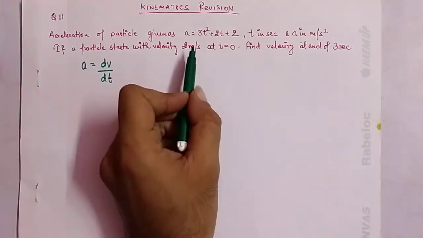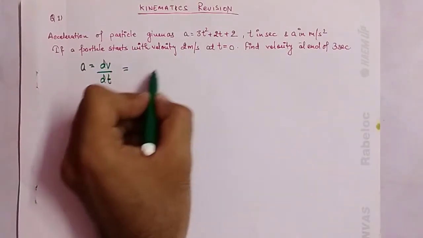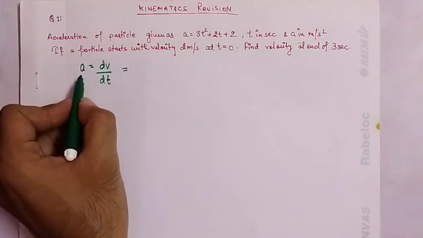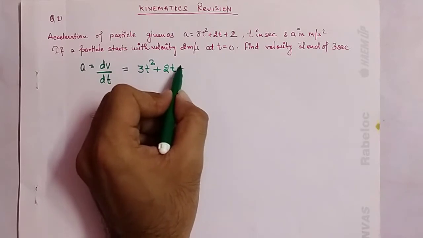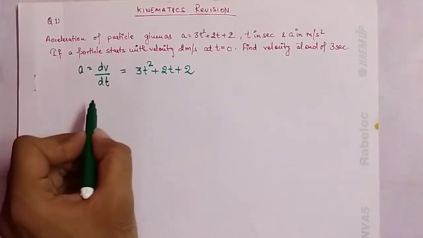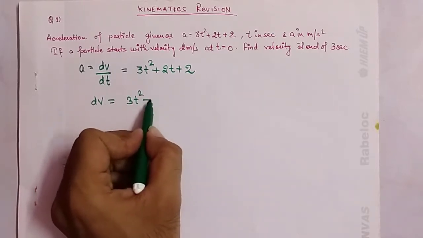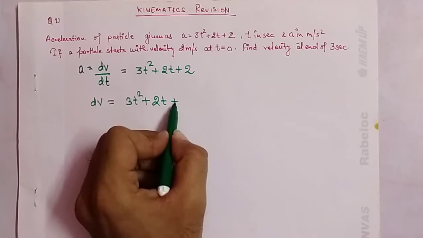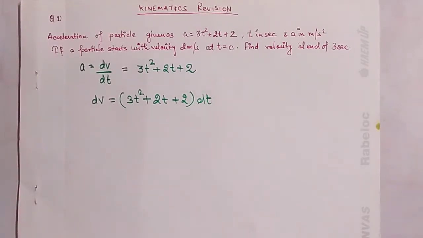All right, so first let us write this in terms of dv by dt. What is given to us: dv by dt, in the form of a, is written as 3t² + 2t + 2. Now we have to find the velocity, so let's transfer this term to the right hand side. So we can write dv = (3t² + 2t + 2) dt. Okay, so now we have to do the integration.